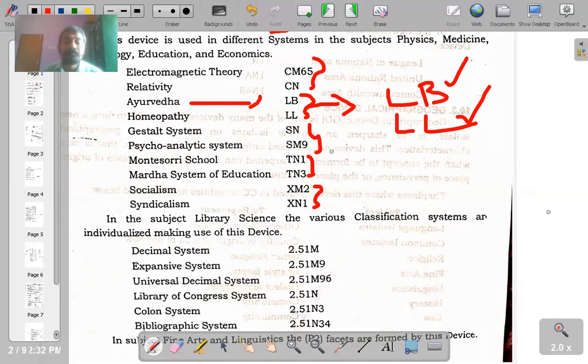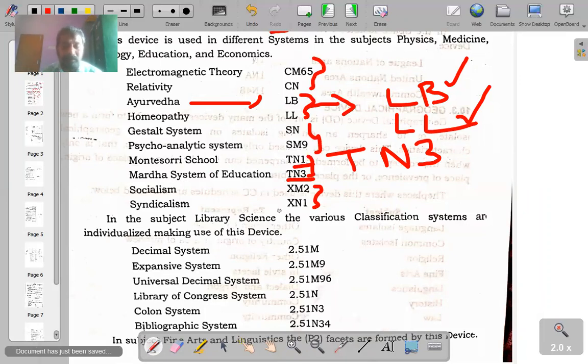Fine. In the same way, T stands for education. N1 stands for the time when this particular Montessori school system was developed, 1900s. Wardha system of education, 1930s. So T is the main class and N3 is the number taken from time isolates. The same way, in economics also, many systems are there, socialism, capitalism, all those systems. How are these systems getting numbers? X is the main class and this M2, N1 are all time isolates.